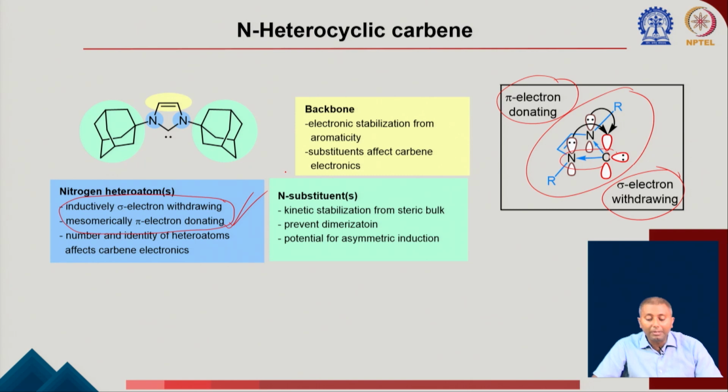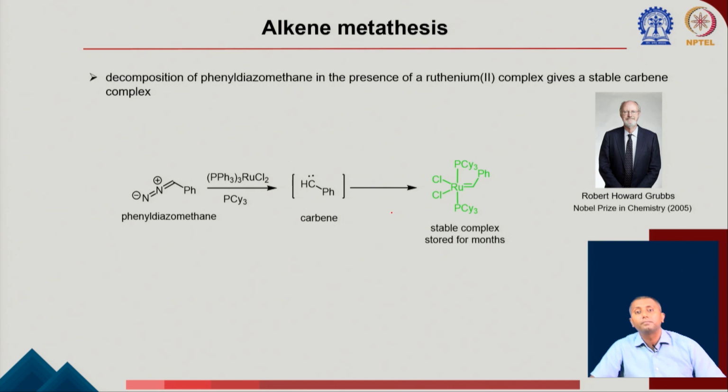Again, there are different types of backbone, as I showed you in the previous slide. The kinetic stabilization comes from the steric bulk, and that is one important factor. It prevents the dimerization, which I was trying to tell you from the first slide onwards. That's why these bulky groups are important. And of course these have potential for asymmetric induction, as I am going to show you in the last slide. There are a lot of chiral NHCs regularly used for different asymmetric transformations.